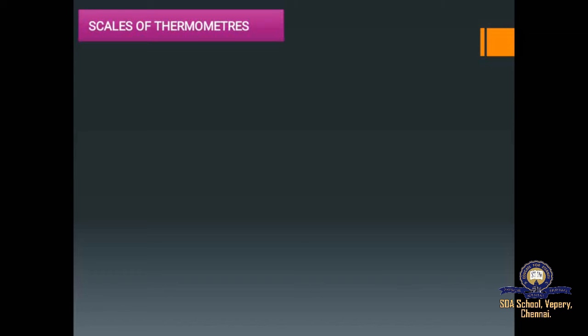Scales of thermometers. So we saw the units of temperature. This is the scales of thermometers. The first one we saw is Celsius scale. Celsius scale is present in laboratory thermometer as well as in clinical thermometer.